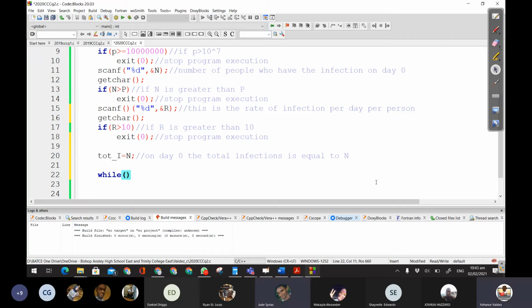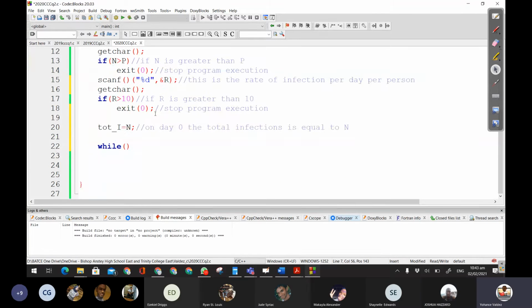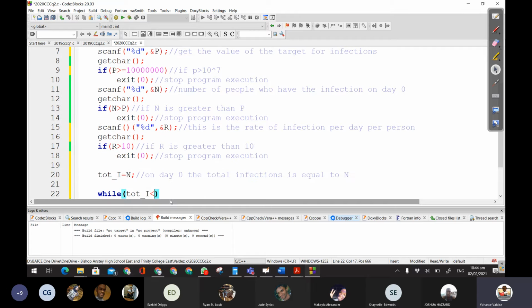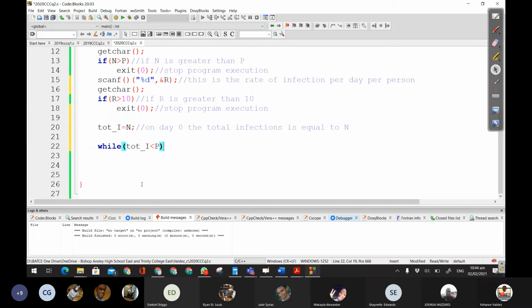While the infected people is less than the population. Less than the target number. Yeah, the target number. Right? So while what is the total number of people? While tot underscore i is less than the value of P. And I had an incorrect thing here. I had a small p, it's supposed to be a capital P, sorry. So while total infections is less than the target value, what do we want to do?